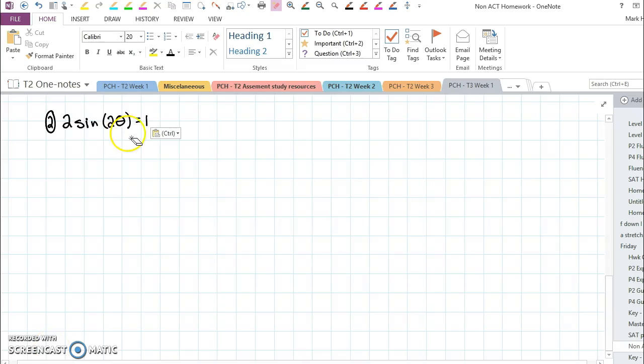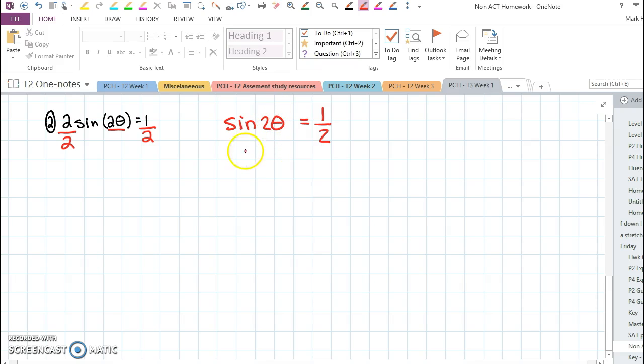You've been asked to solve this equation for theta, which means you need to get theta all by itself. Like any equation, you'll undo multiplication with division first. Sine of 2 theta equals 1/2. So that means some angle, I'm just going to rename this and say, what if it were just angle alpha I was looking at? When is the y value 1/2?